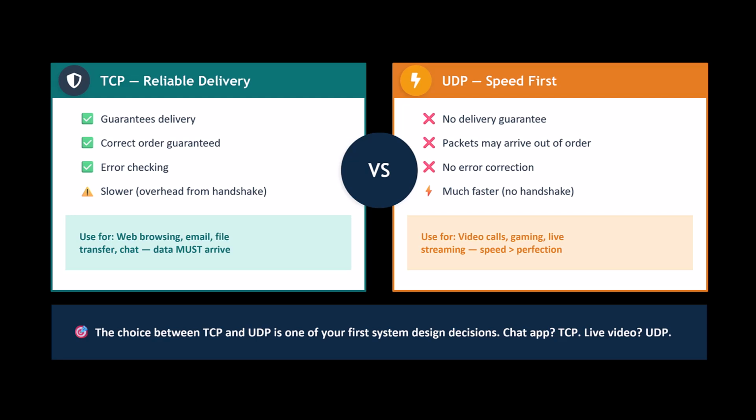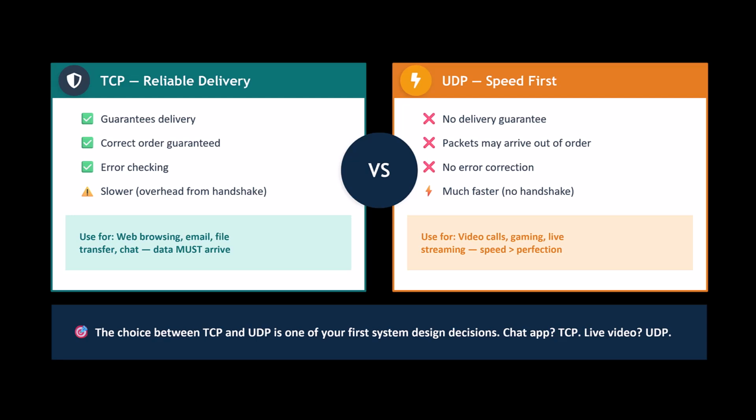In system design, TCP/IP matters because every choice has a trade-off. When you design a chat application, you want TCP because messages must arrive in order. When you design a live video streaming system, you might use UDP because speed matters more than perfection. And in interviews, when you talk about latency, throughput, connection pooling, all of it goes back to TCP/IP. Remember this. This is the plumbing.